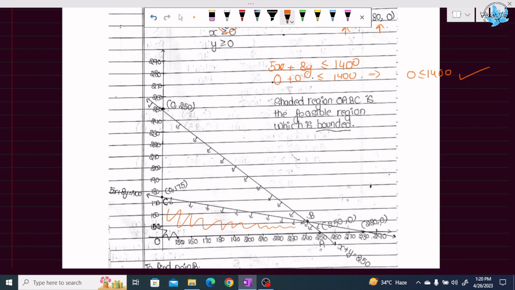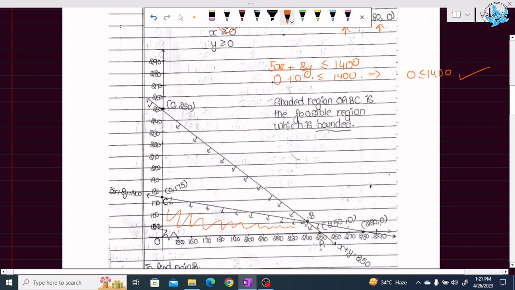Now we will take the edge points, that is A, B, C. So A is the point on the x-axis, then B is the intersecting point, and then C is the point on the y-axis. So the shaded area ABC is the feasible region, which is bounded from all the sides. It means this is a bounded region.